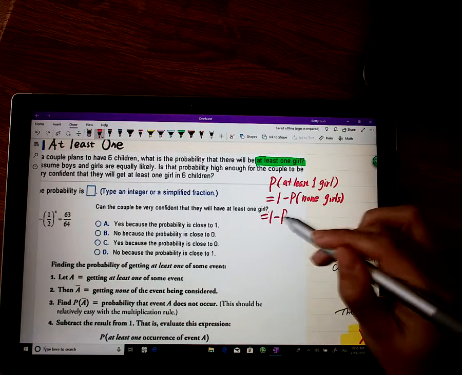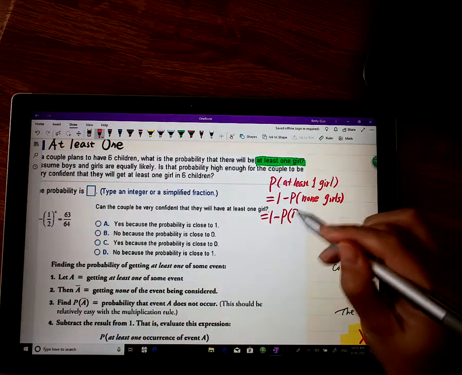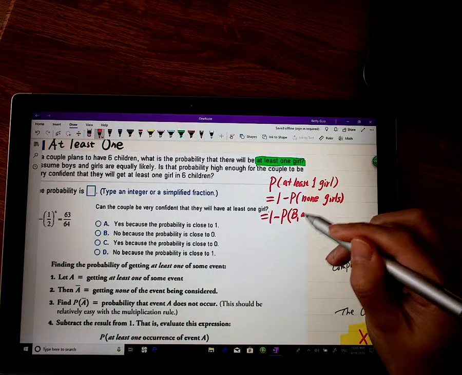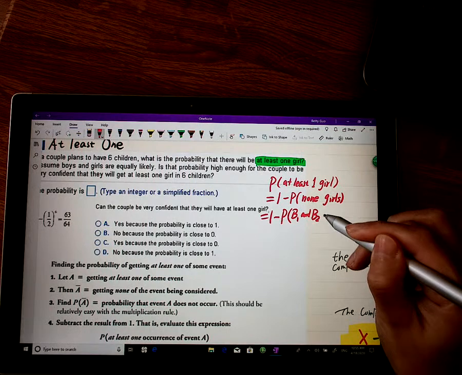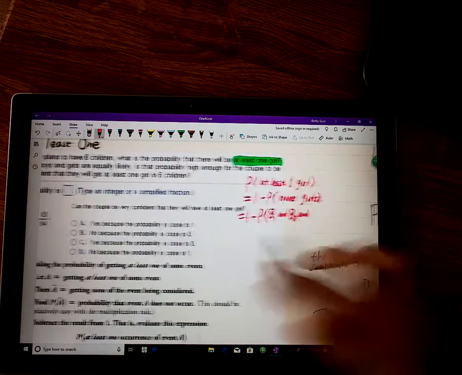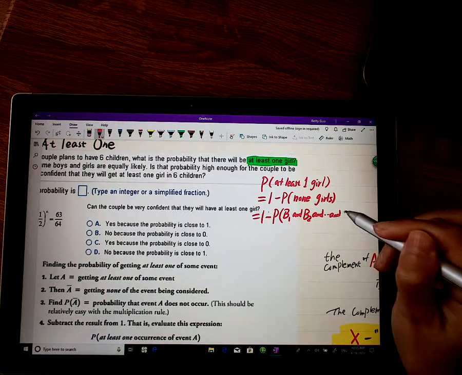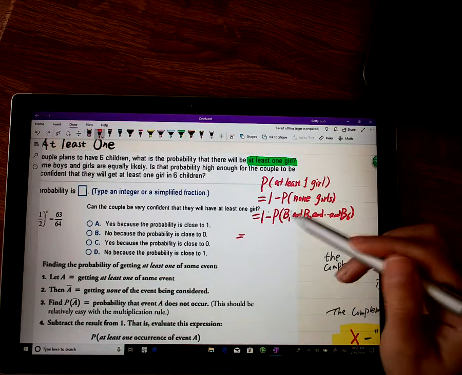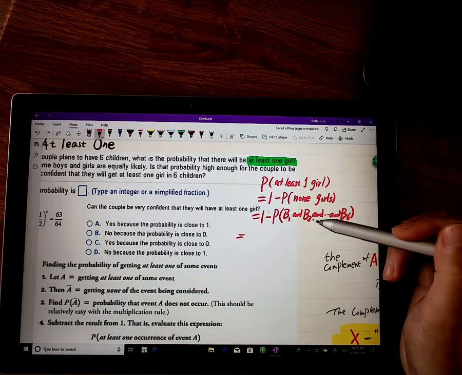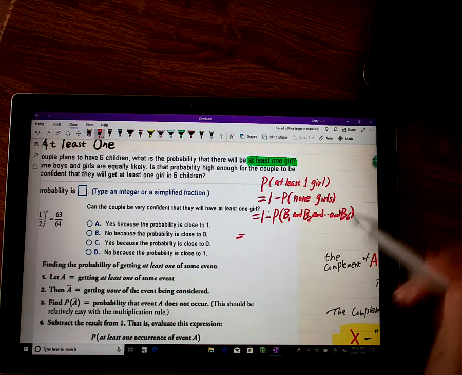Zero girls means what? The first birth is a boy, B1, and the second child is a boy, B2, and the third child is a boy, and so on, and the 6th child is a boy as well. So that is the probability of B1 and B2 and B3 and B4 and B5 and B6, right? 1, 2, 3, 4, 5, 6.